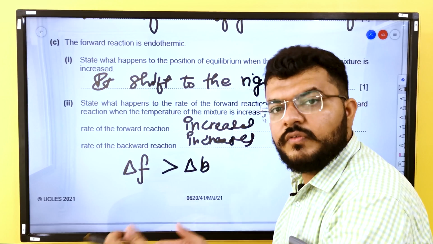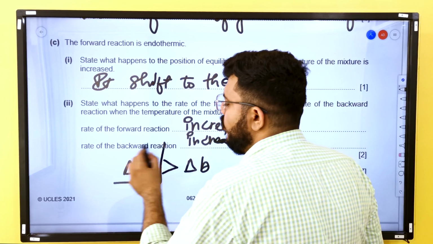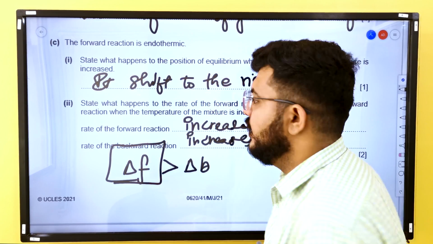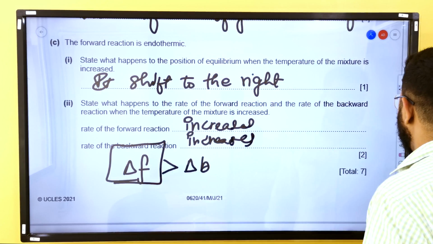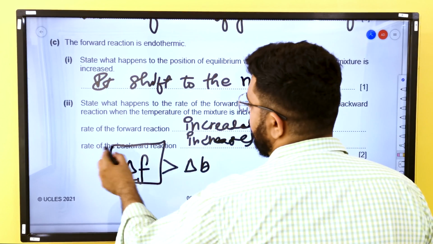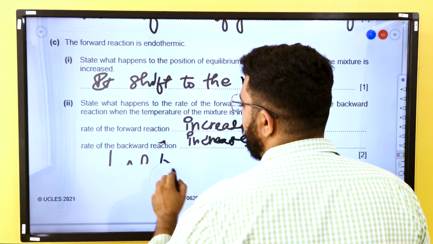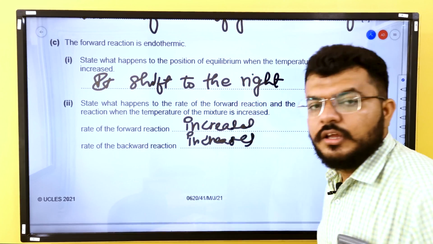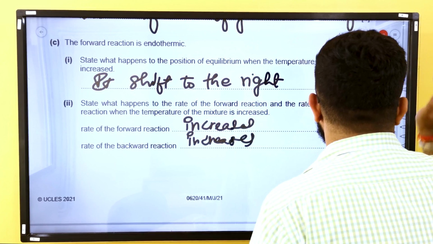That is why forward reaction happens more than backward reaction, right? That is why the equilibrium shifts towards the right. Okay, the rate of reaction increases in both the cases.